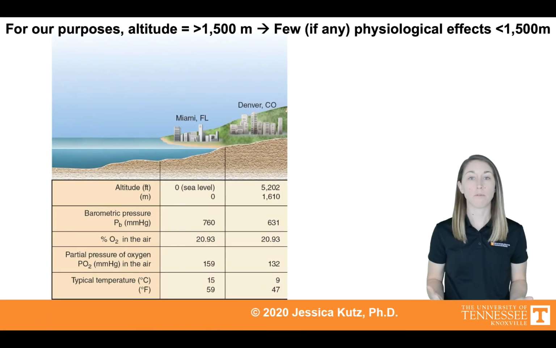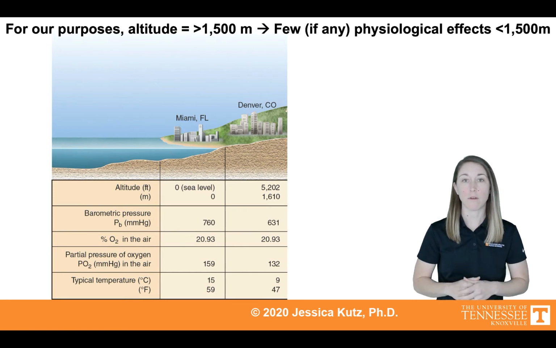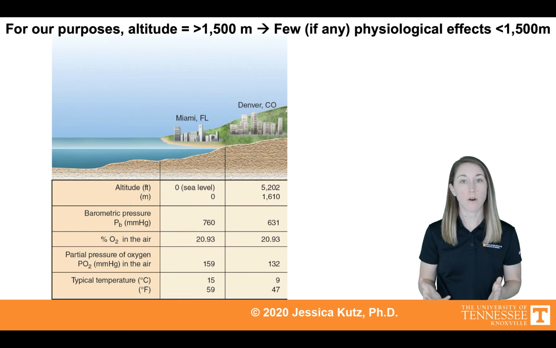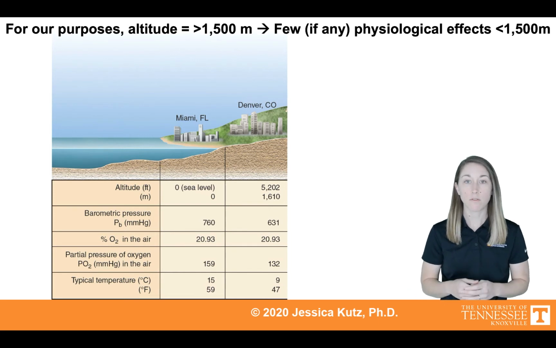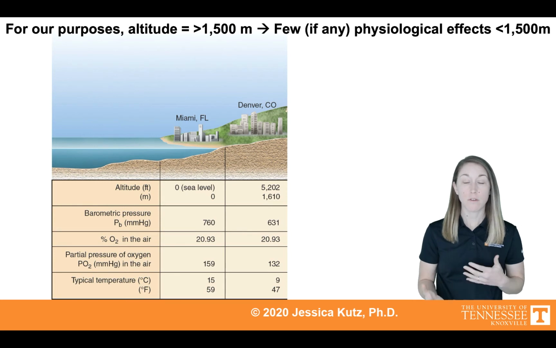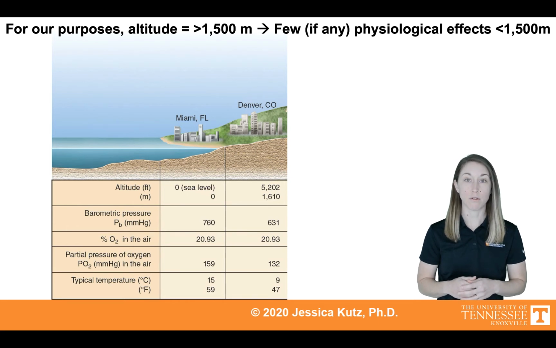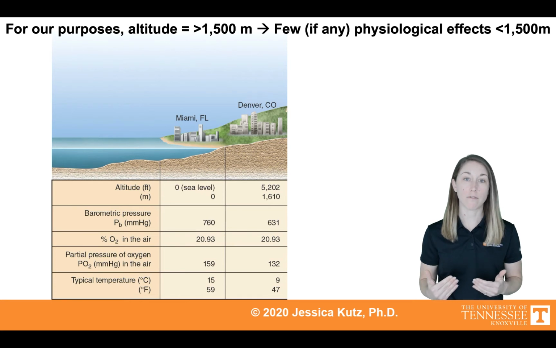So let's jump up to an altitude where there's actually some significance to that altitude. So Denver, Colorado is a great example. They sometimes call this the Mile High City. So at this point, we're at an altitude of 1,600 meters. So this means our barometric pressure has gone down to about 630 millimeters of mercury, which means our partial pressure of oxygen has also gone down to about 132 millimeters of mercury.